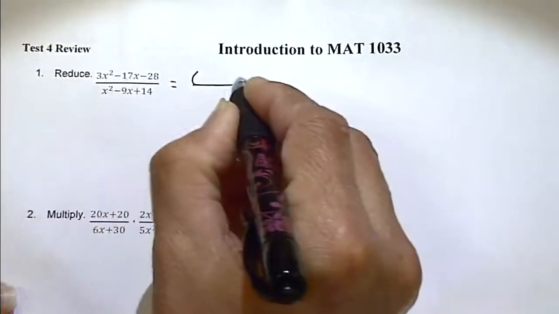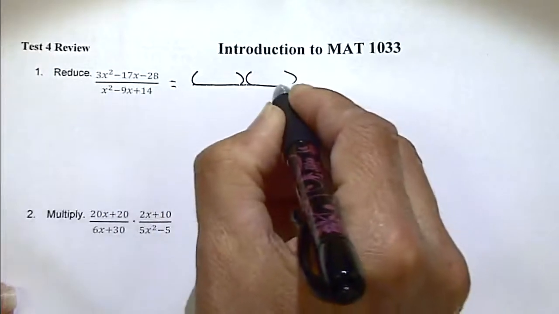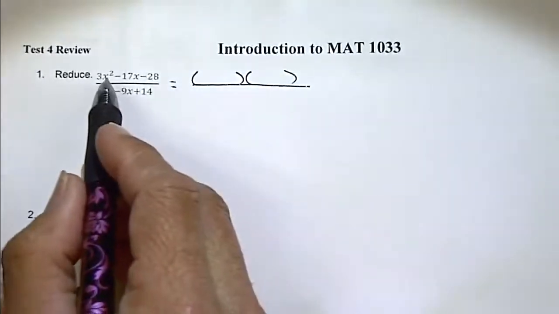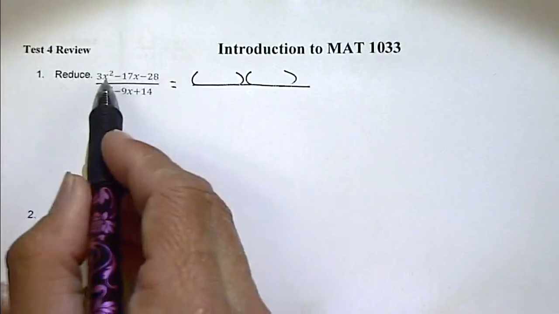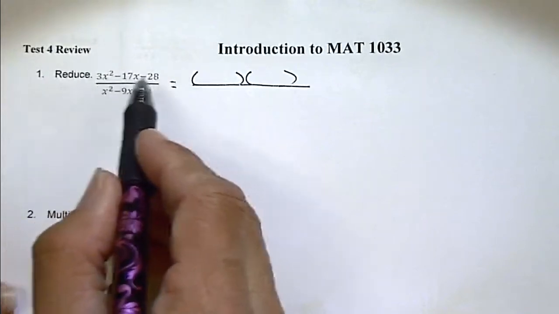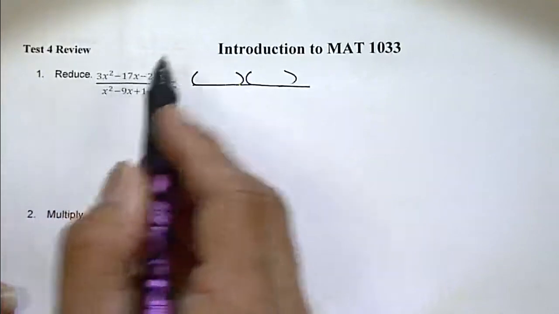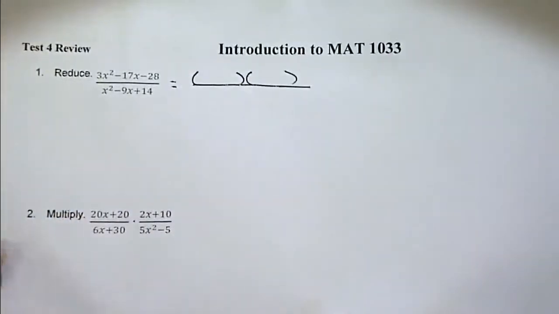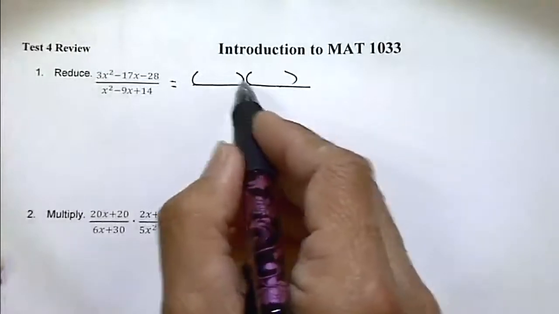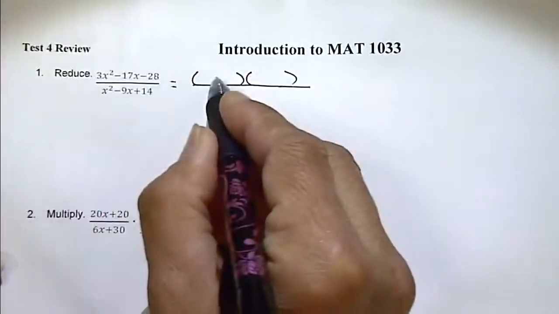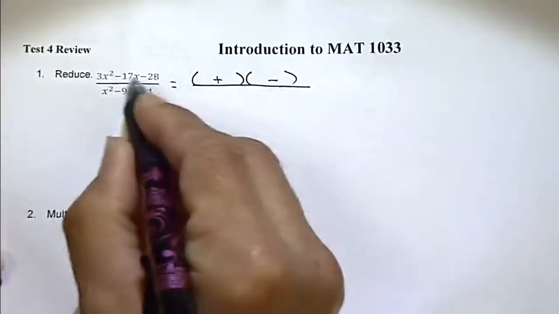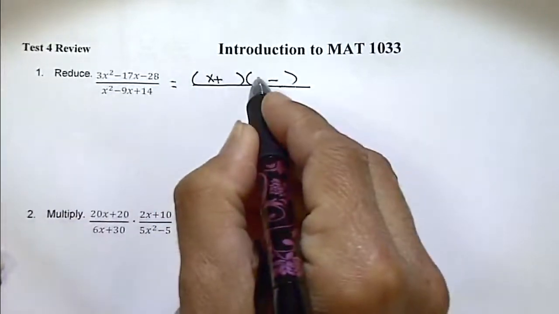So let's factor this top one. It's going to factor into a binomial times a binomial. I should have said, I checked already, and there's no GCF. If there's a GCF, I'd factor that out first. But you've got 3, 17, and 28, and none of those are going to work. Then I set the signs. I look at the second operation, and it's going to take one of each sign. And then I can factor the x squared.